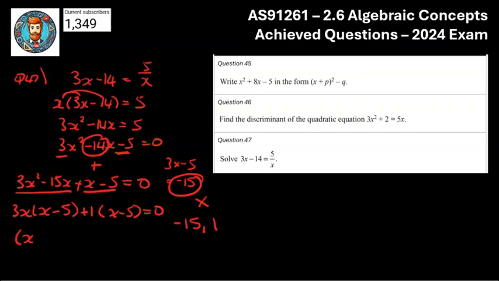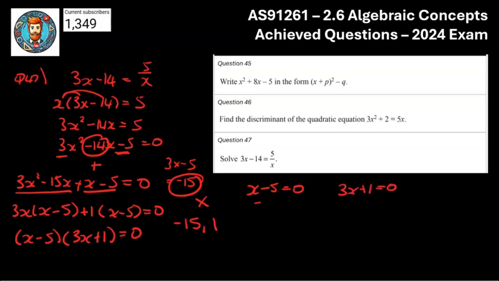My common bracket, x minus 5, I'm going to put first, so that's that part and that part. My leftovers, 3x plus 1, that's going to form the second bracket. So we've got x minus 5 times 3x plus 1, and that there is going to be equal to 0. I can now solve my quadratic. So the first bracket, x minus 5, I'm going to make that equal to 0. And I'm going to do the same with my second bracket, 3x plus 1 equals 0.